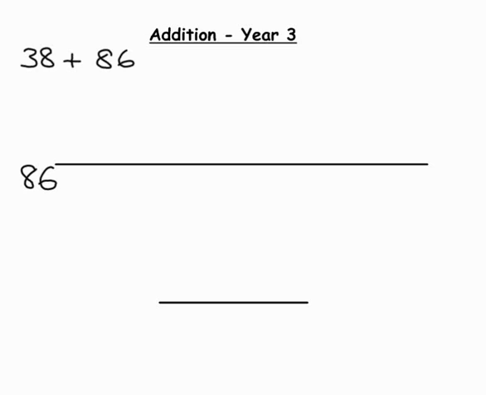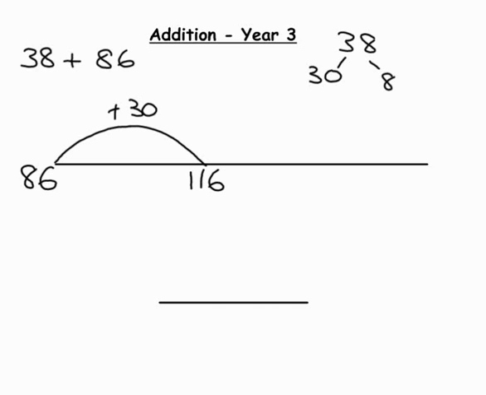What we then do is we partition 38. Now that means splitting the number into its place values. So it's made up of 30 and 8. We don't have to do 8 jumps at the end, but we can do. So we start off by doing 30 jumps, because we partition that number. And if the children do their 30 jumps, they end up with 116.